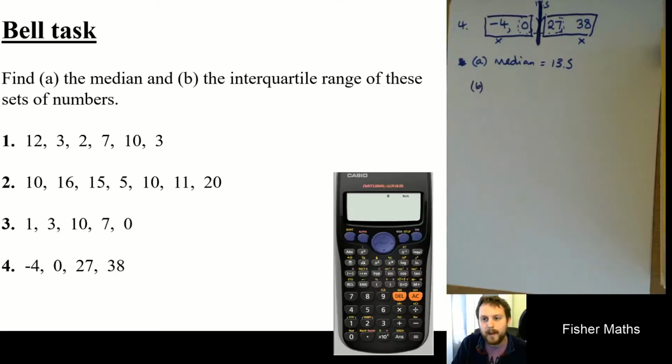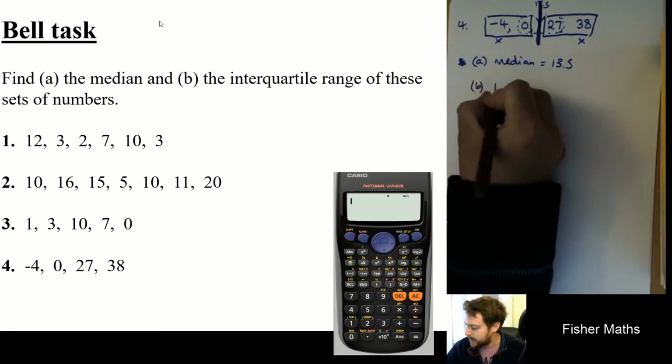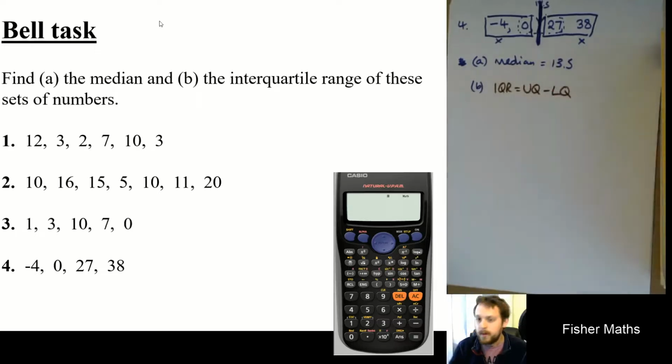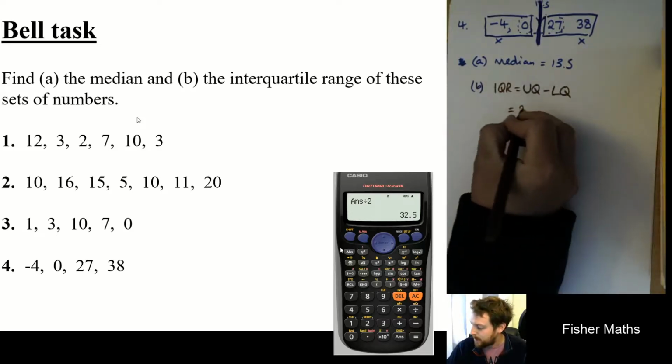So there we go. So for the upper quartile, let me just write this down. Interquartile range is upper quartile, take away lower quartile. The upper quartile is halfway between 27 and 38. Now, what I can do on a calculator is add them up, press equals to get an answer, and then divide that answer by 2, and then press the SD button. So that upper quartile is 32.5.